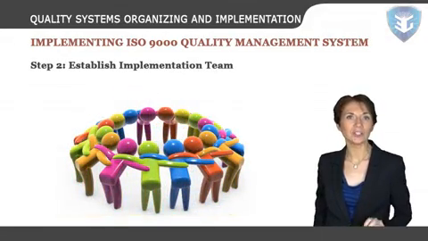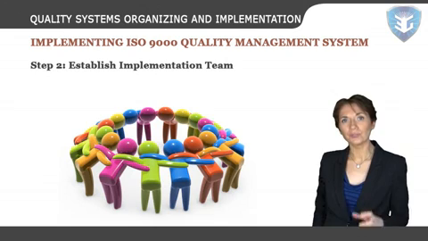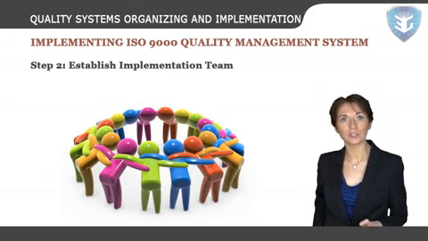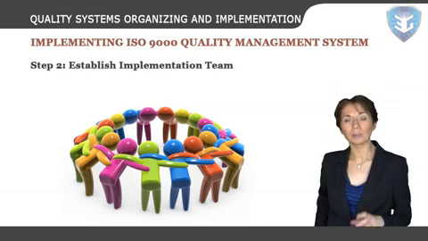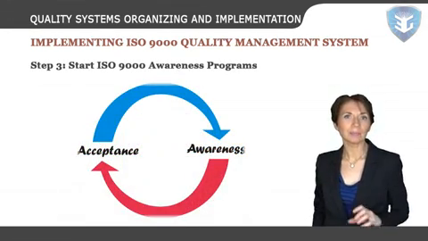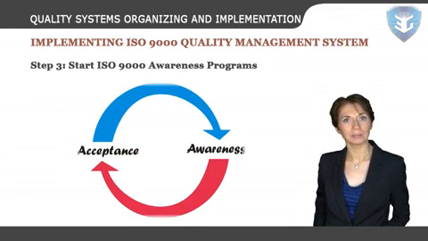Step 2. Establish an implementation team. The ISO 9000 is implemented by people. The first phase of implementation calls for the commitment of top management, the CEO, and perhaps a handful of other key people. Step 3. Start ISO 9000 awareness programs.